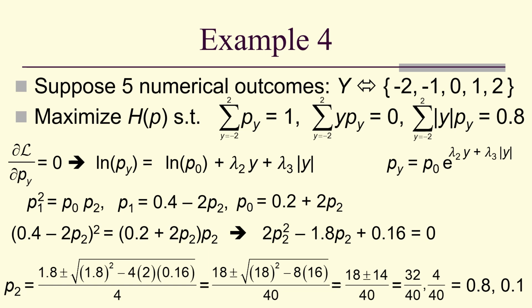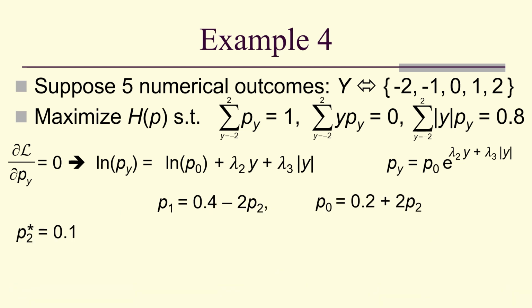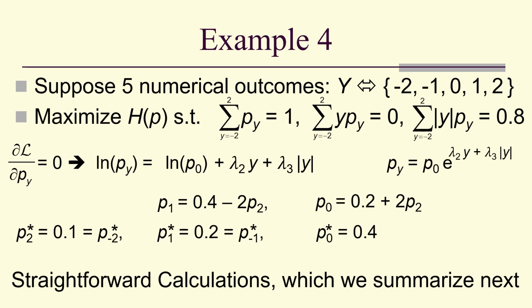And it's either 0.8 or 0.1. But notice again, we can't use the 0.8 because that would make p naught bigger than 1. So we have p2 is 0.1, and that's the same as p negative 2, and p1 is 0.2, and that's the same as p negative 1, and p naught is 0.4. So these are straightforward calculations, and let's take all this that we've been doing and let's summarize it.